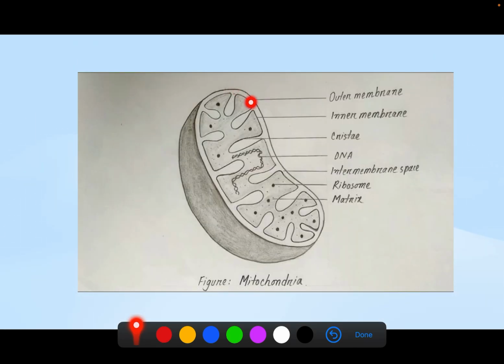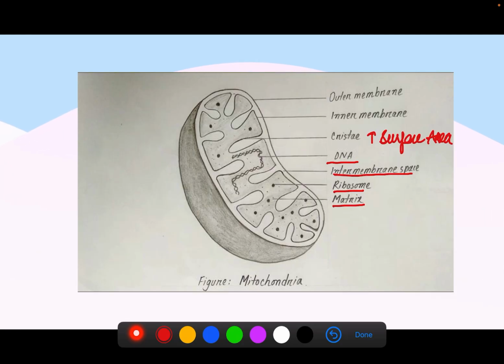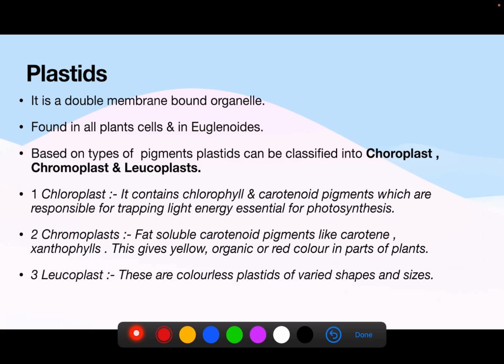Now let's see the structure of the mitochondria. This is the outer membrane of the mitochondria. The inner membrane has numerous folding-like structures which are known as cristae, which increases the surface area. It contains DNA, ribosomes, matrix and intermembrane space. This is all about the mitochondria.